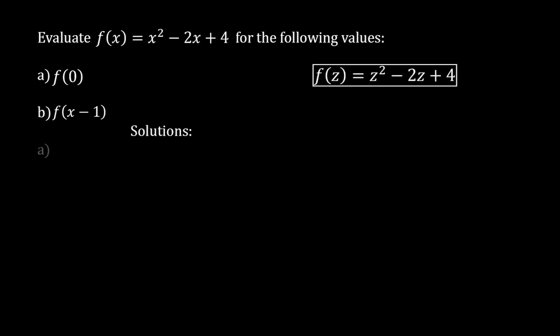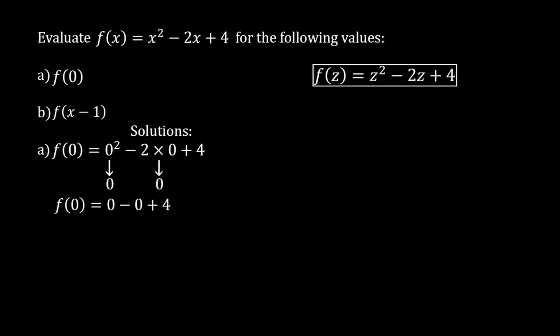Solutions. A, f of 0 equals 0 squared minus 2 times 0 plus 4. 0 squared is 0. 2 times 0 is 0 too. So, we get f of 0 equals 0 minus 0 plus 4 and f of 0 equals 4. The answer to the question A, f of 0 is equal to 4.